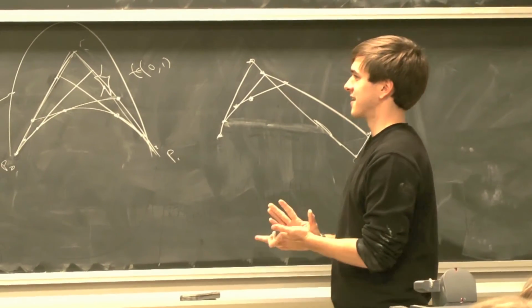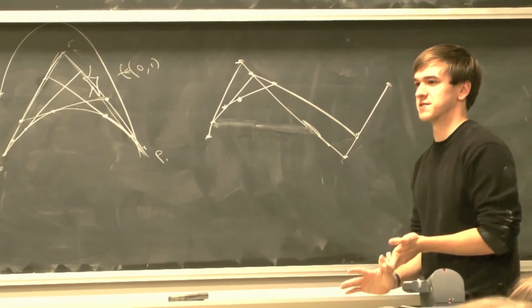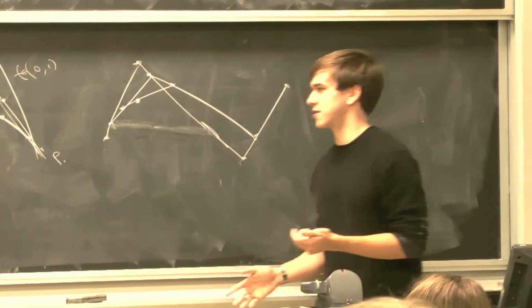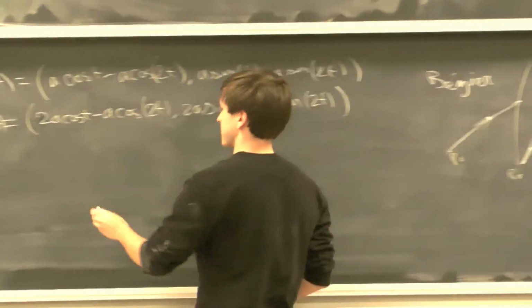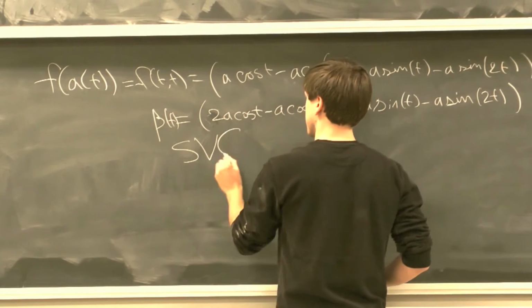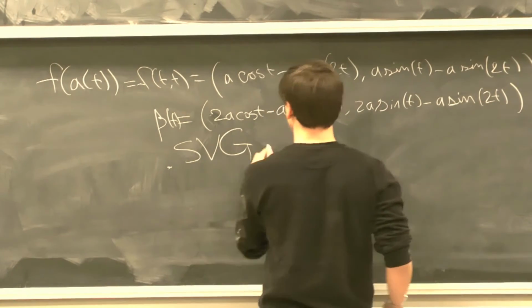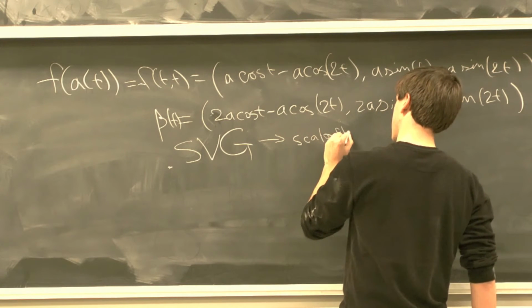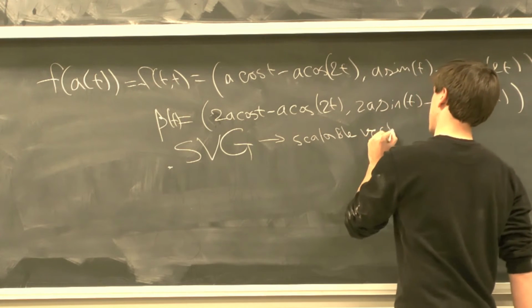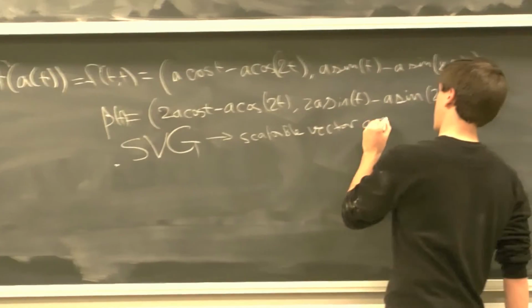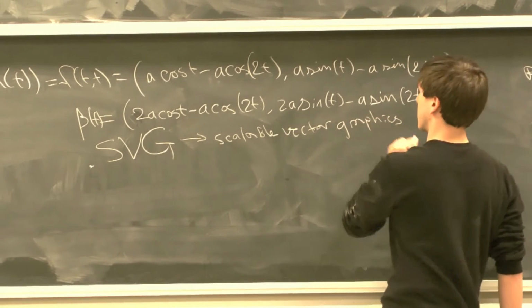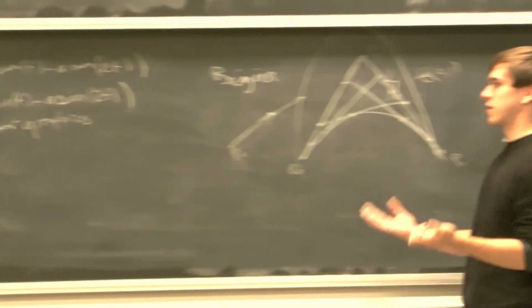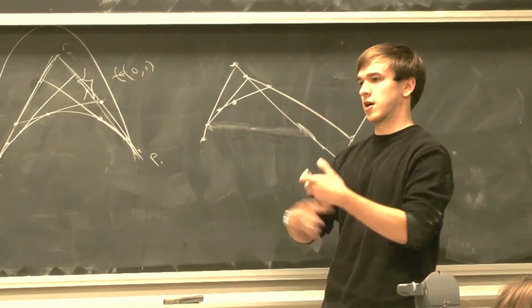All right, where are we? Oh, so we have all these Bezier curves. So SVG, SVG is something called scalable vector graphics, right? You might have seen a .svg file. Scalable vector graphics. And so these files are called scalable because they actually just describe the curves in the file.